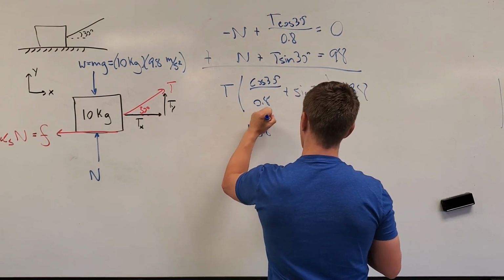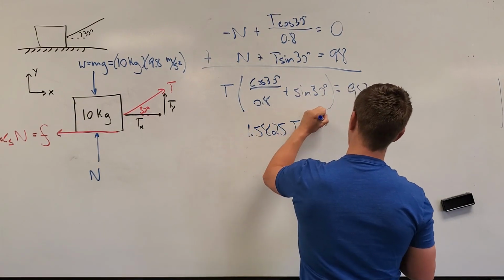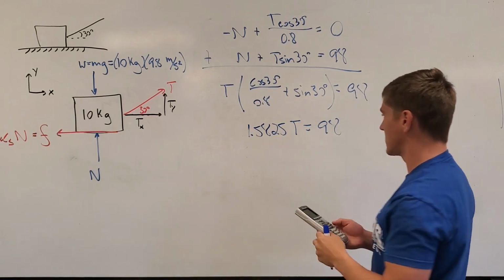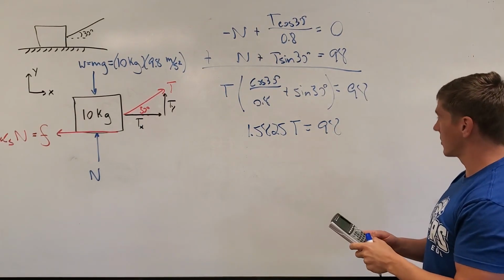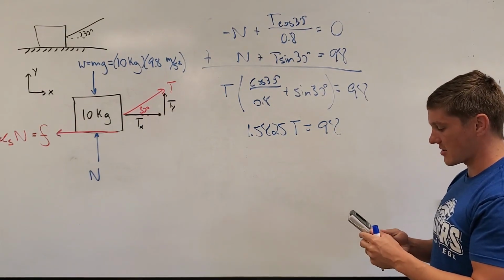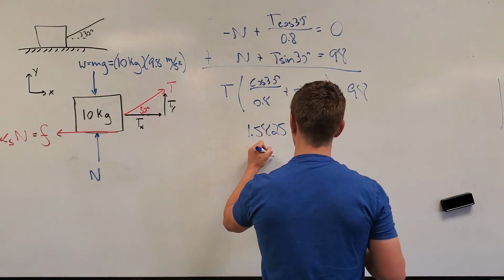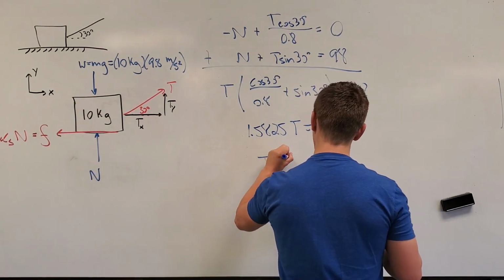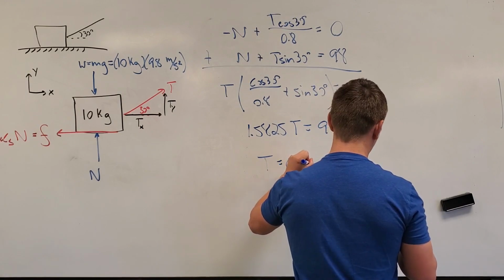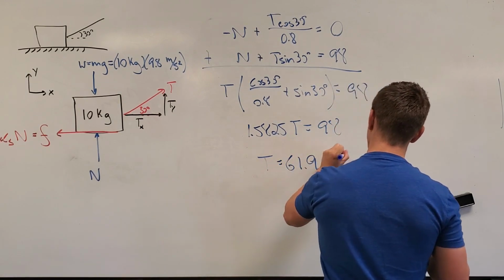That gives 1.5825. T times 1.5825 is equal to 98. I divide both sides by that 1.5825, so I do 98 divided by the second answer, and I get that my tension is equal to 61.9 newtons.